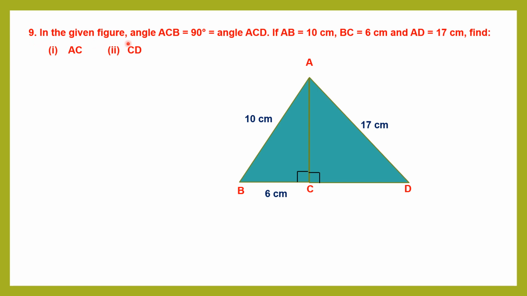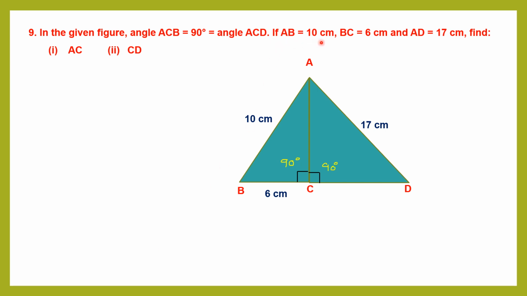Question 9. In the given figure, angle ACB is 90 degrees. Where is ACB? A, C and B is 90 degrees. So let's write that down. So this is 90 degrees. And that is equal to angle ACD, which is on the other side. So this is also 90 degrees.